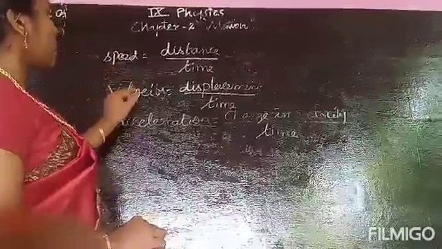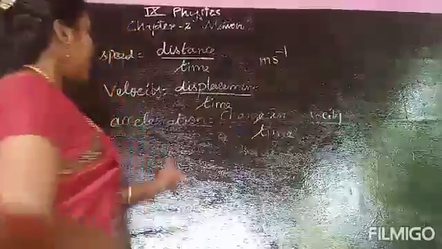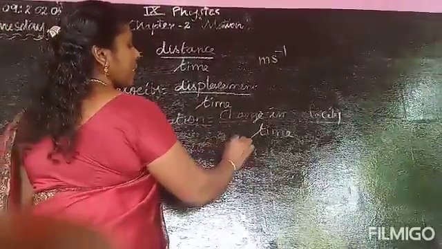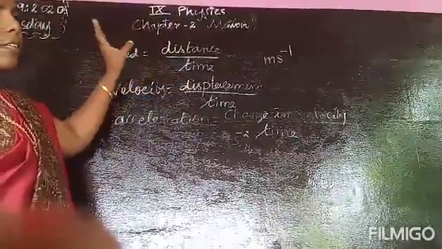What is the unit of speed and velocity? Meter second power minus 1. What is the unit of acceleration? Meter second power minus 2. So everything fundamental, we have learned in the last class itself.